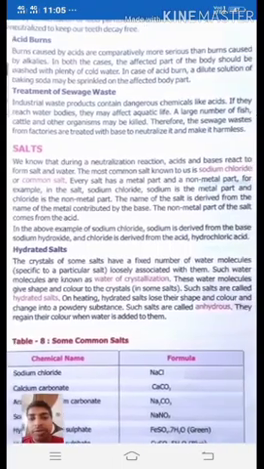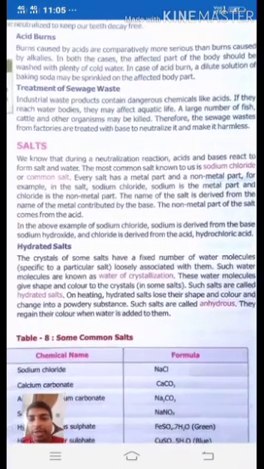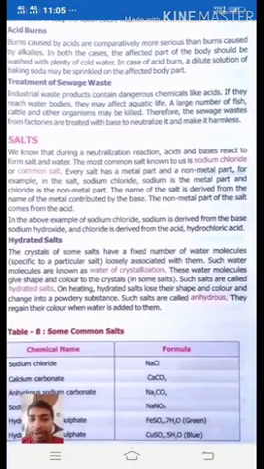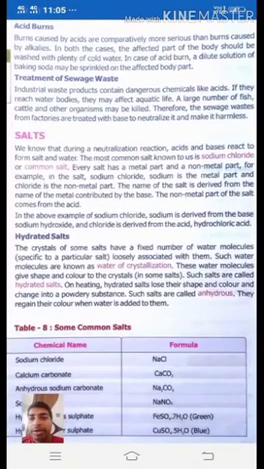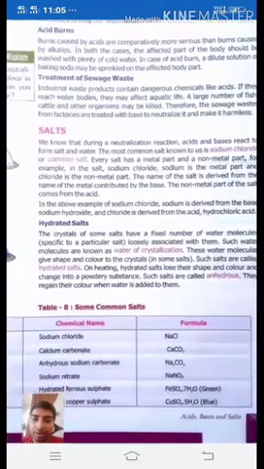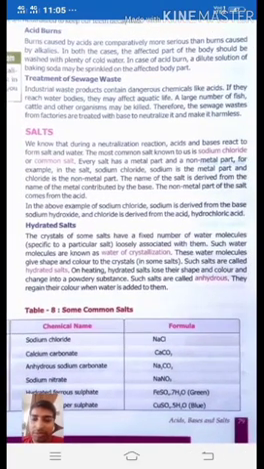Industrial waste products contain dangerous chemicals like acids. If they reach water bodies, they may affect aquatic life, right? Treatment of sewage waste, right? A large number of fish, cattle and organisms may be killed. Therefore the sewage waste from the factories is treated with a base to neutralize it and make it harmless. What happens when the factories and industries release the water as it is? It is acidic, and when it mixes in pond or sea water, it can affect aquatic life. That's why it is treated in sewage plants before release.